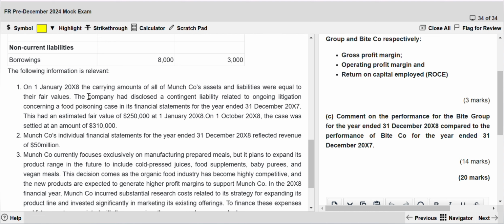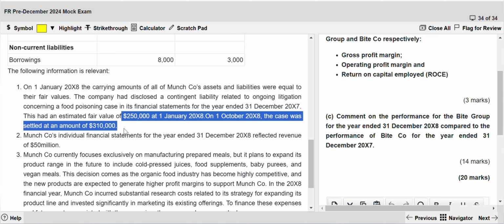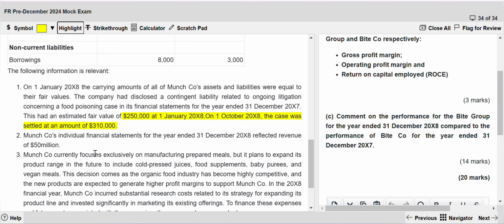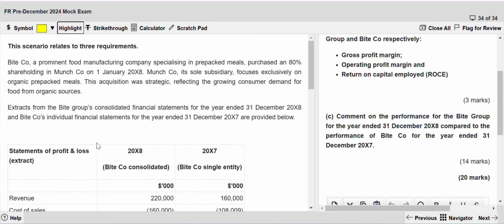On 1st January X8, the carrying amount of all Munch's assets and liabilities were equal to their fair values. The company had disclosed a contingent liability relating to ongoing litigation concerning a food poisoning case in the financial statements for the year ended 31st December X7. This had an estimated fair value of 250,000, and in October this case was settled for an amount of 310,000. So the case was settled for around 310,000, right? And our year end is 31st December X7.